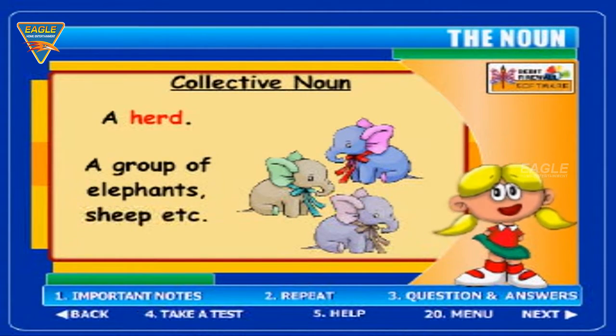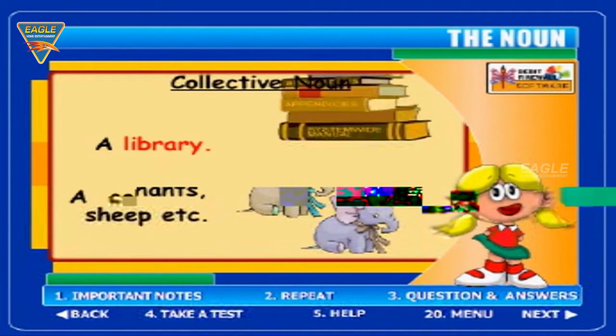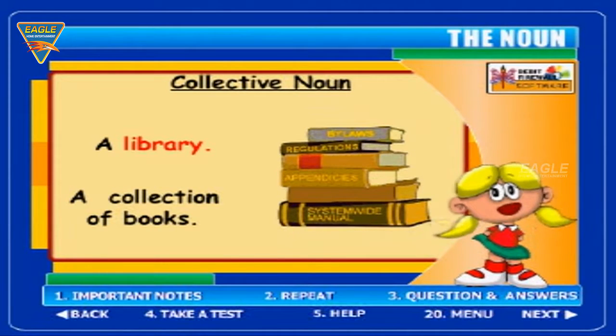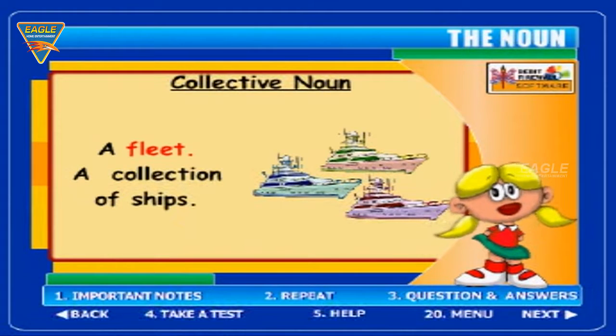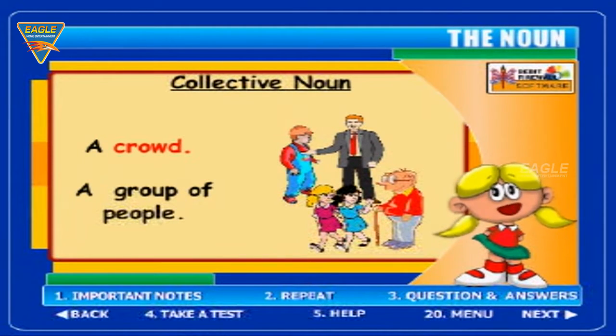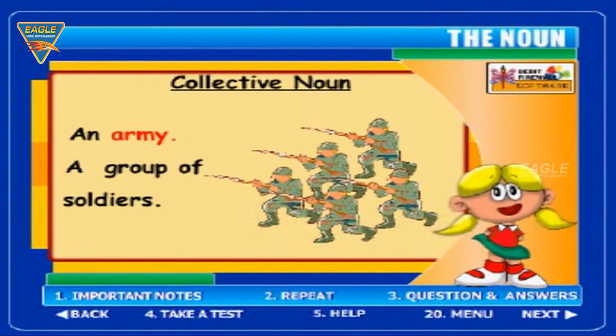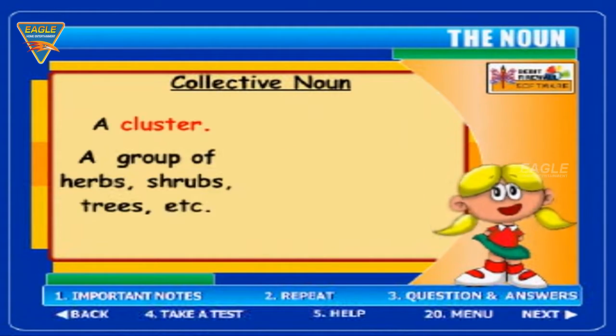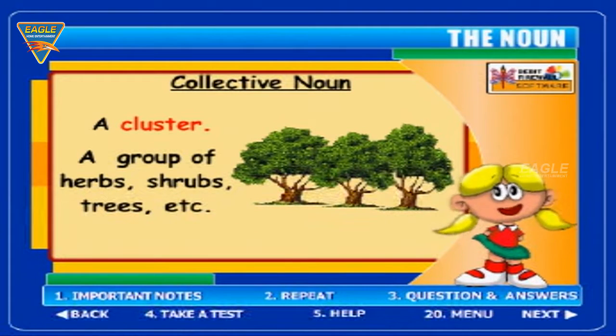A herd: a group of elephants, sheep, etc. A library: a collection of books. A fleet: a collection of ships. A crowd: a group of people. An army: a group of soldiers. A cluster: a group of herbs, shrubs, trees, etc.